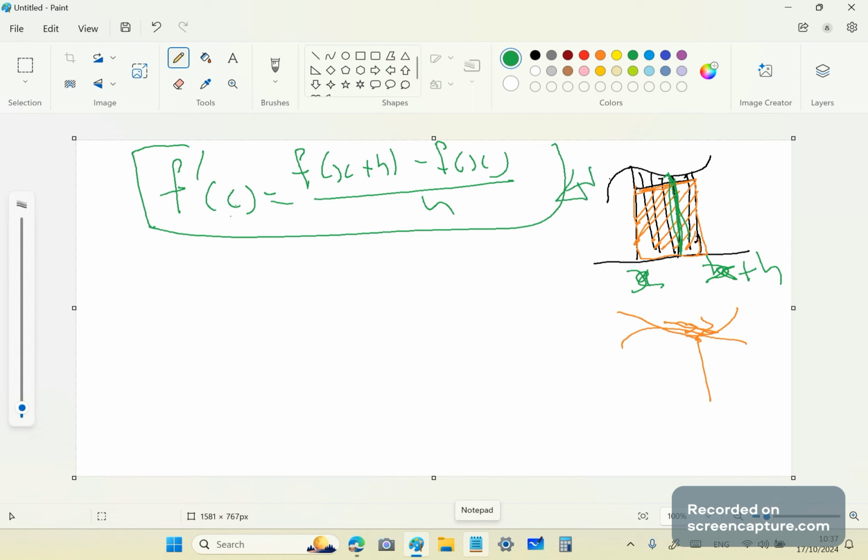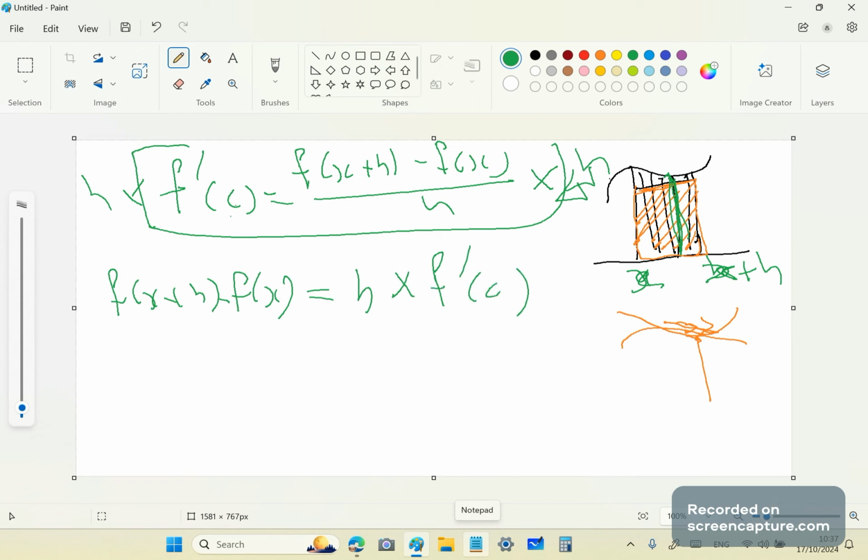So how do we get the fundamental theorem from this? Very easy. We simply multiply both sides by h. That's it. So f of x plus h minus f of x is equal to h times this f prime of c. Why? Because somewhere along here, let's say that this is the derivative of this function here, then this length here is like the tangent line, the slope of the tangent line at that point.